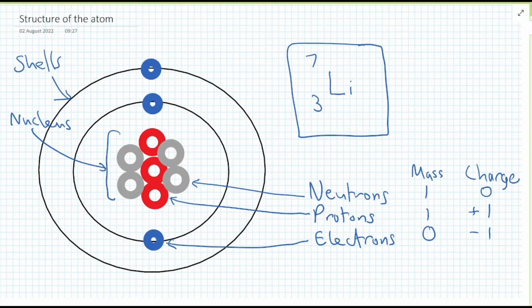Isotopes, remember, have the same number of protons, different numbers of neutrons. They have the same chemical properties because they've got the same electron configuration, but they are slightly heavier or lighter than each other.